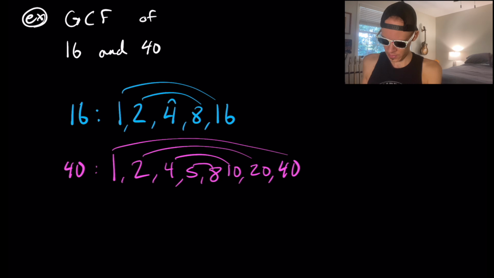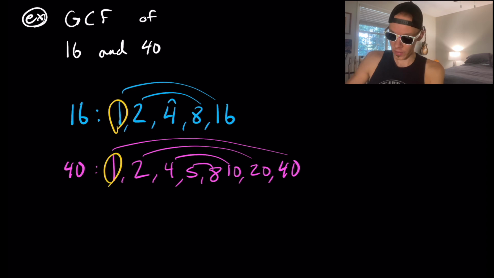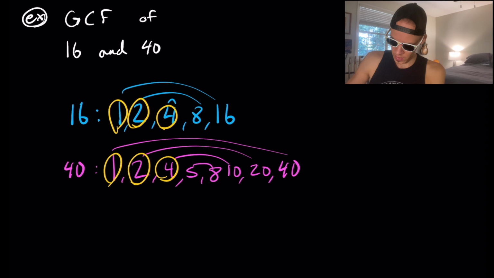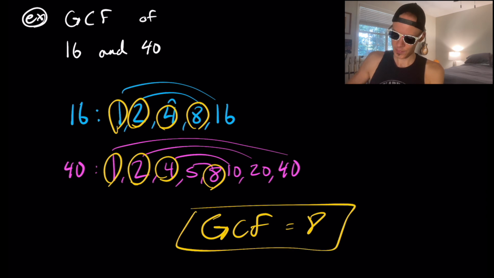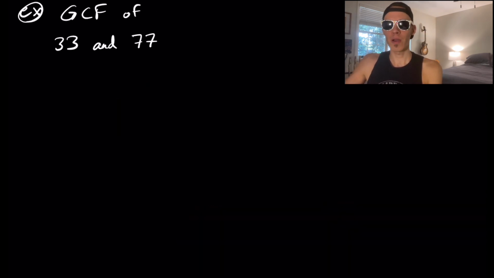So I think that's everything. And then we look and see which ones they have in common. Well, they have 1 in common, they have 2 in common, they have 4 in common, and they have 8 in common. And since 8 is the larger of the common factors, the greatest common factor is therefore 8.